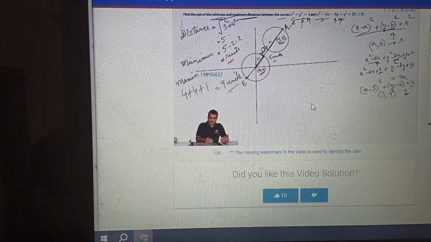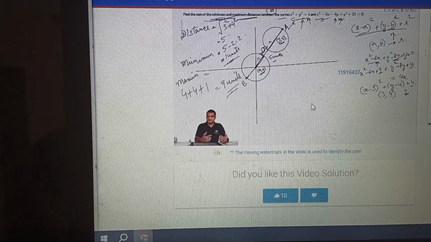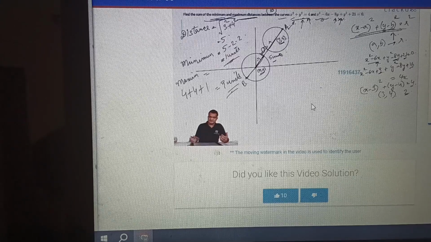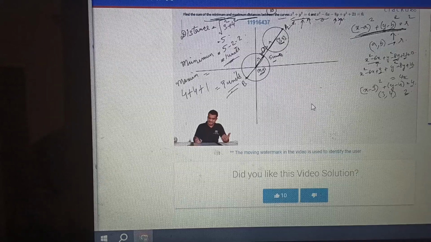So if you are trying to calculate the sum of the minimum and the maximum distance, it is going to be 1 plus 9, which is 10 units. So to answer this question, you need to know that the equation of a circle is x minus a whole square plus y minus b whole square is equal to r square. If you are given this equation, you should know that this is a circle with center a, b and radius equal to r.